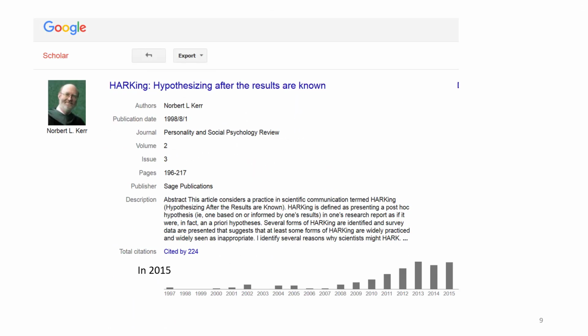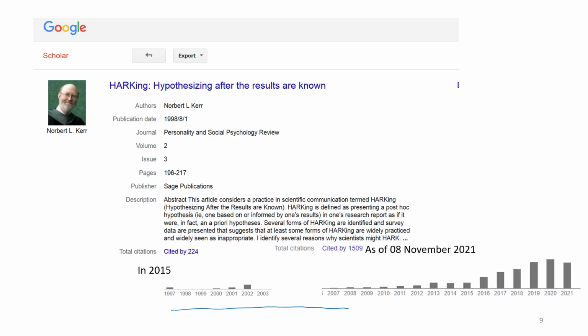In 1998, Norb Kerr published this provocative article in Personality and Social Psychology Review, and it was widely ignored through much of its early publication history. And then around the teens, you see a rise. And in fact, if you update that sequence, he's got up to 1,500 citations for this work as of yesterday. So something happened.